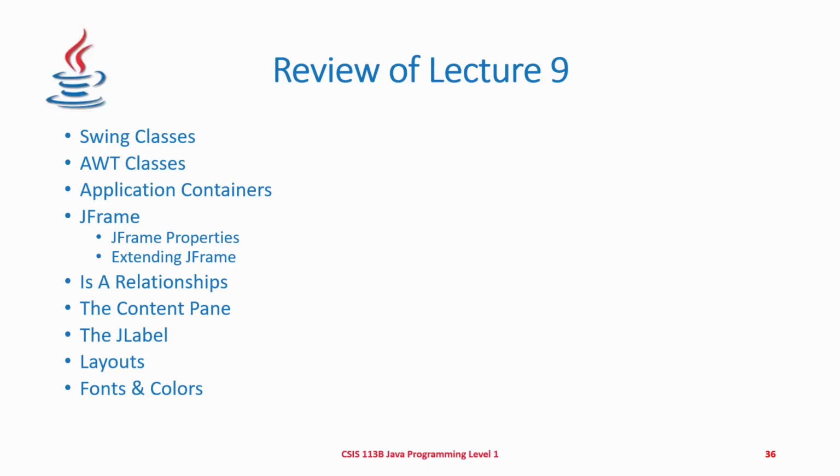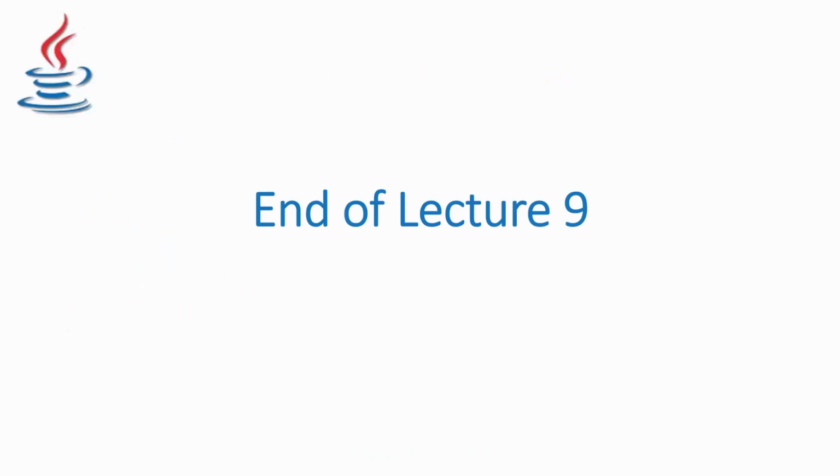We talked about relationships. We showed you how to implement the content pane. We showed you how to implement and modify JLabels. We talked about the various layouts that you can use for positioning your components within the content pane, and then we showed you how to assign fonts and colors to, specifically in this case, a JLabel. So that's the end of Lecture 9.